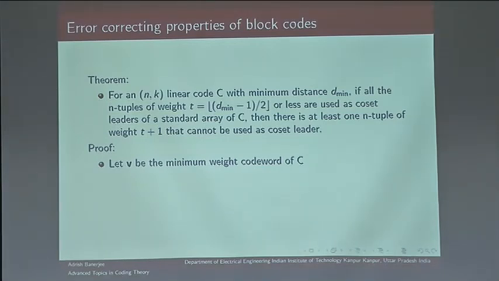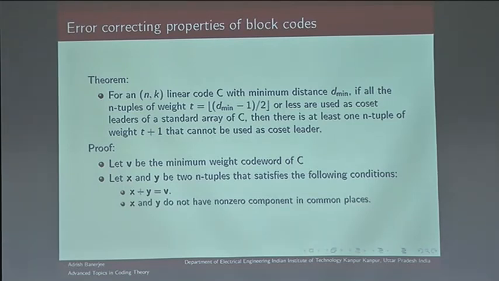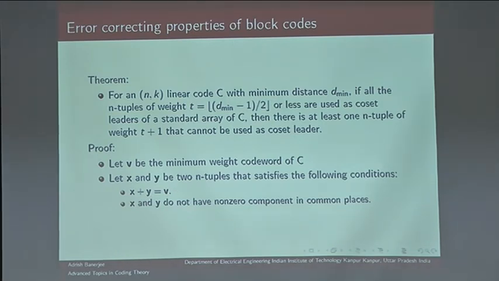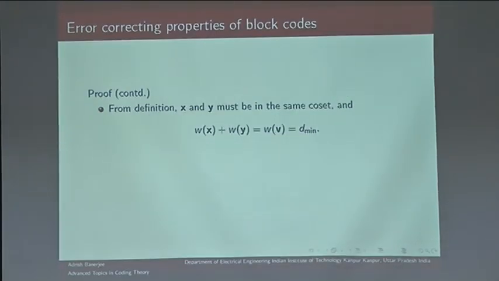So let v be the minimum weight code word, and let x and y be two n tuples that satisfy these two properties: x plus y is equal to v, and x and y do not have any non-zero component in common places. So the weight of x plus the weight of y is the weight of x plus y. And what is x plus y? That is v, and v is the minimum weight code word. So the weight of v will be d min.